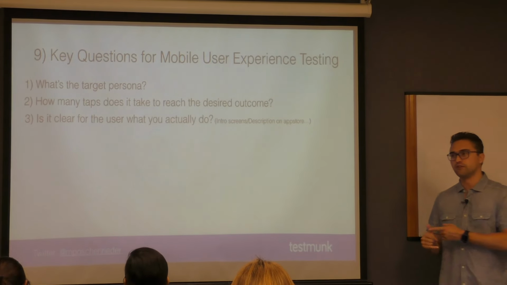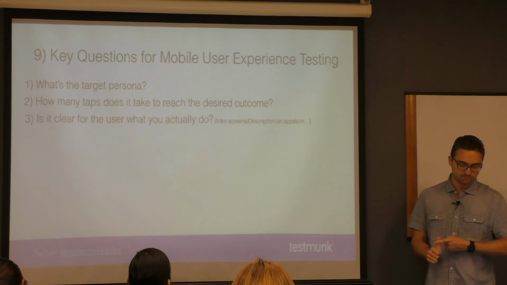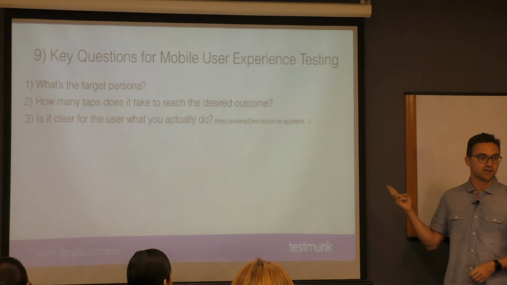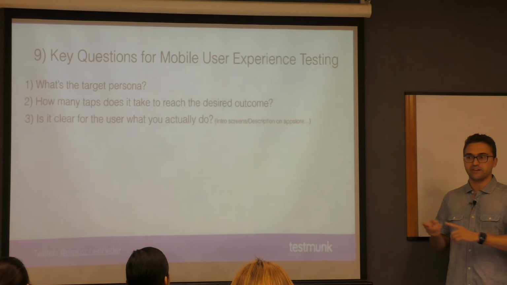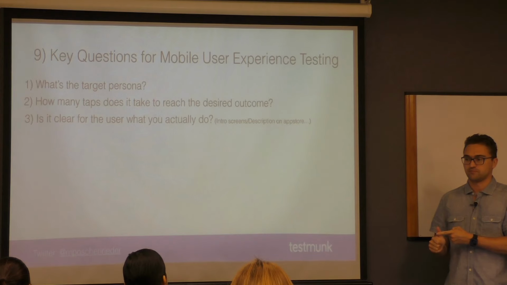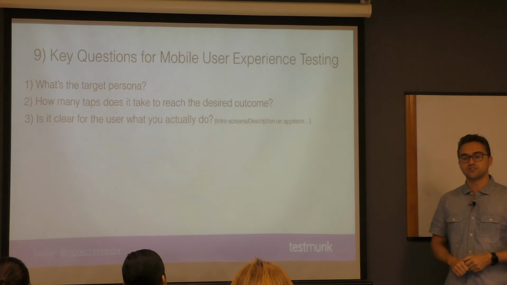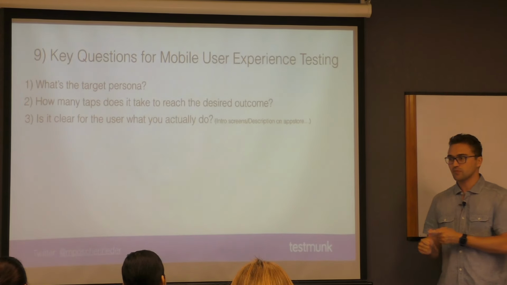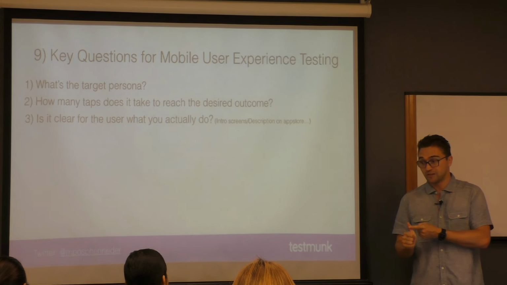So is it clear for the users what you actually do? Similar to what I showed you with these two buttons that were not clear, but it already starts with, let's say, the description in the App Store. So some of the things that also come into testing is whether the description in the App Store is clear.